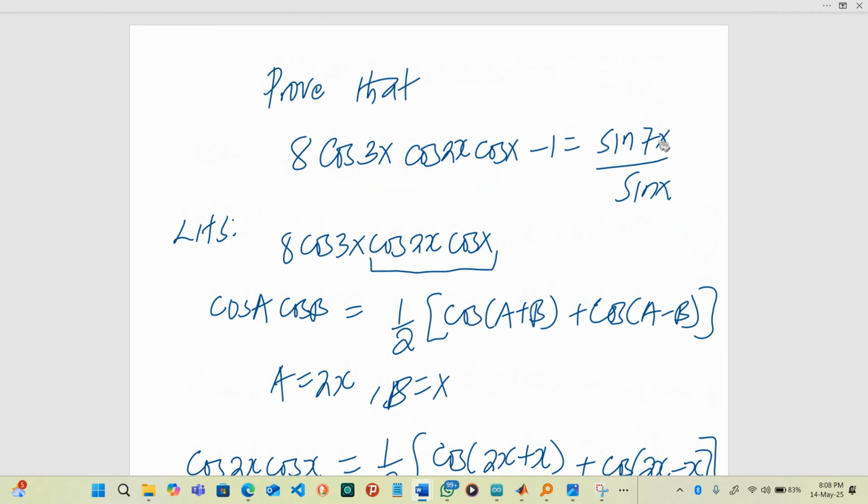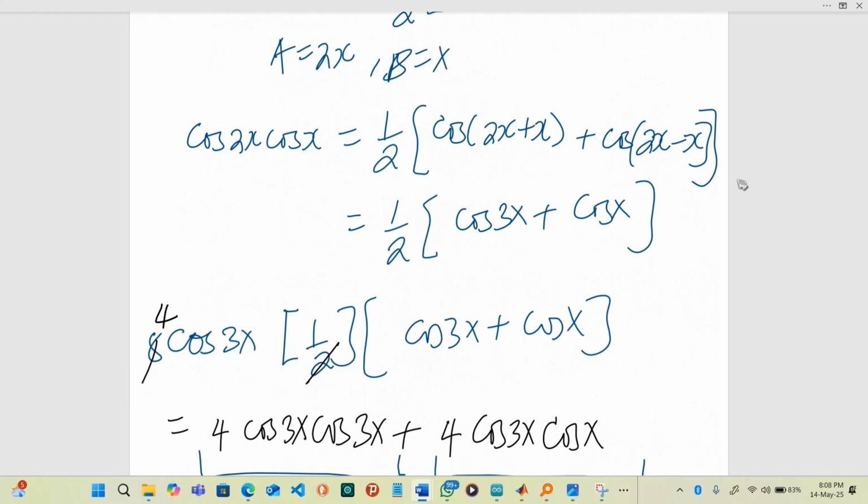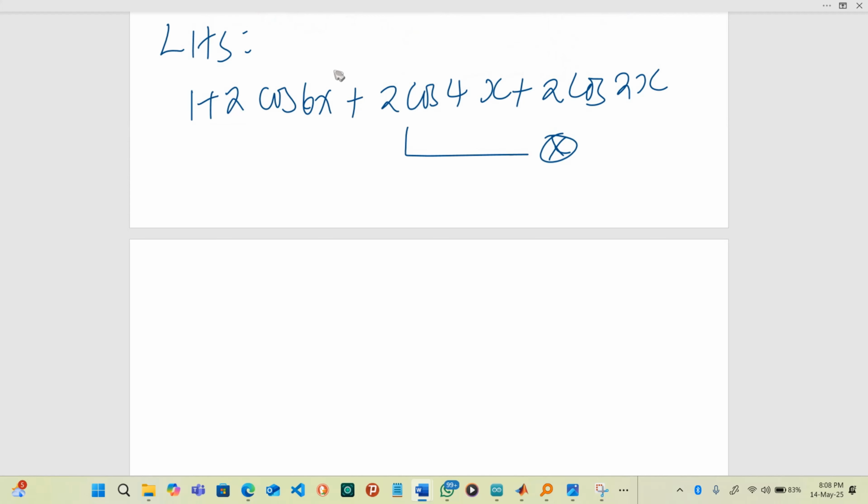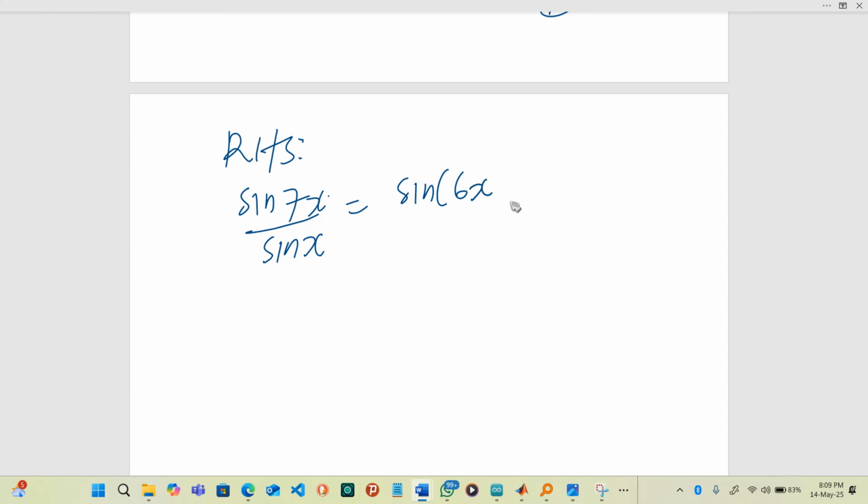So now let's deal with the right hand side. The right hand side is sine 7x out of sine x. So we want to simplify it and see if it is equal to this. If it does equal this, then we'll be good to go. So let's deal with the right hand side. So we have sine 7x out of sine x. So let's express this sine 7x in terms of sine 6x plus x, okay? So divided by sine x.